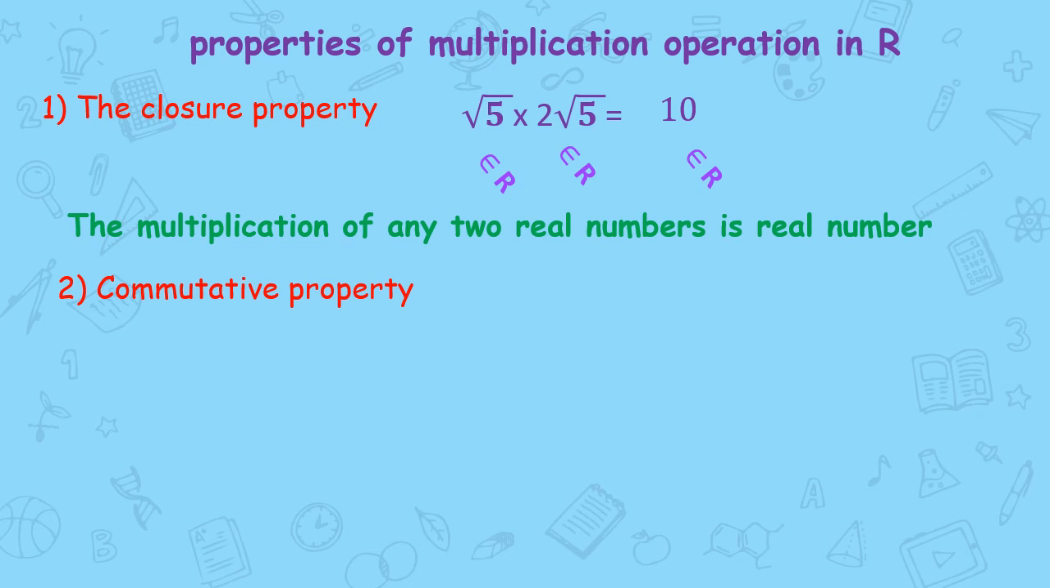Property number 2, commutative property. What is the meaning of commutative property? If A and B belong to R, then A times B equals B times A. For example, root 5 times 2 root 5 equals 2 root 5 times root 5, because root 5 times 2 root 5 equals 10, and also 2 root 5 times root 5 equals 10.